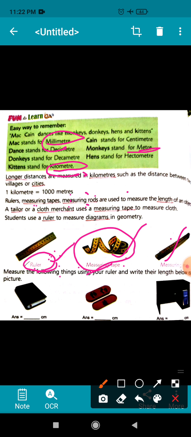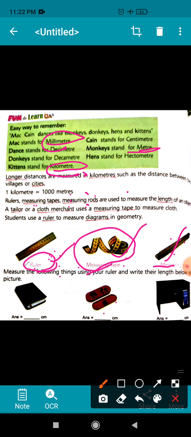Okay, this is a measuring tape that mostly tailors use to measure the length of your dress. Okay, and this is a measuring rod that is used by the cloth merchant. They measure the length of cloth. So children, this was all about the units of measurement of length.